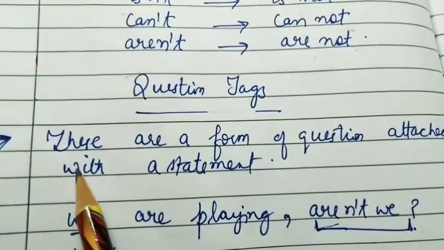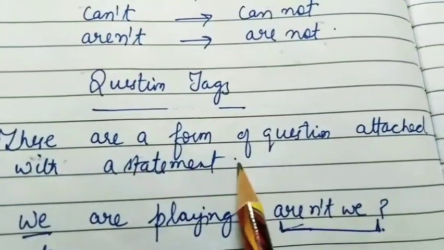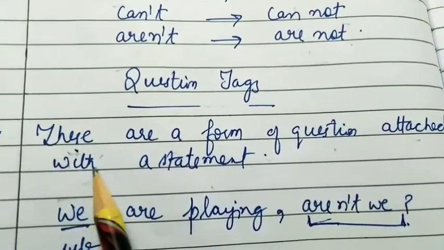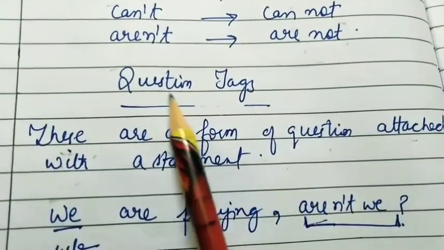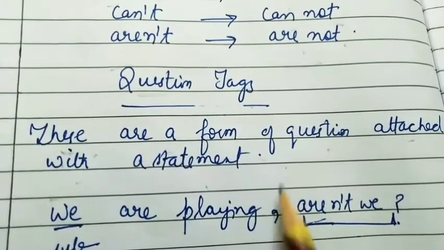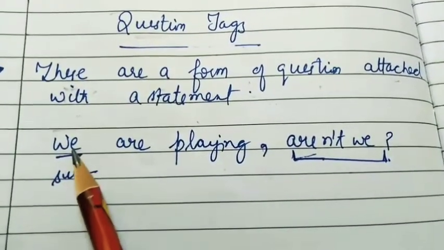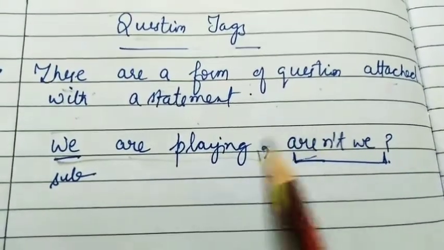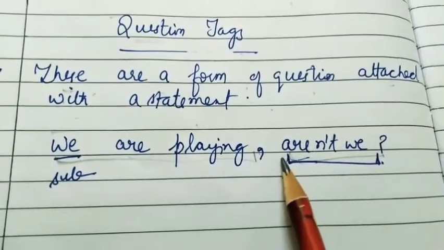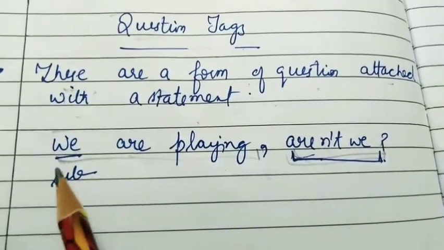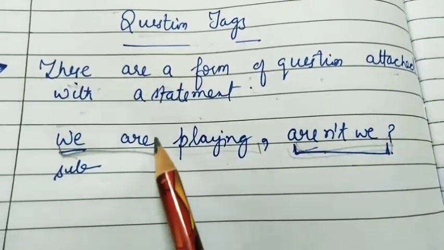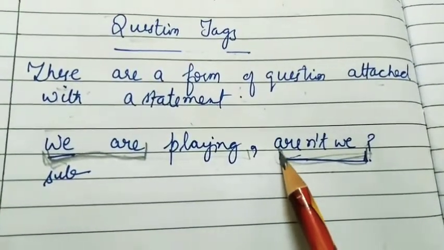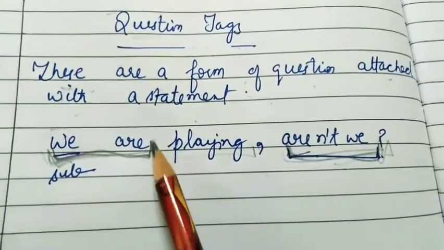Now question tags, see here, are a form of questions attached with the statement. Now we write different types of statements, and where do we add the question tags? In the end of that statement. Now see here, we are playing. Here we have this statement and this part, aren't we, this is the question tag. Now this part should be matching with that part. There should be a balance between the question tag and this part of the statement.